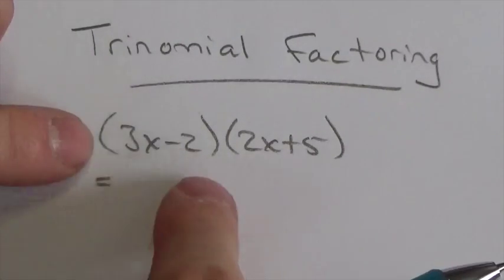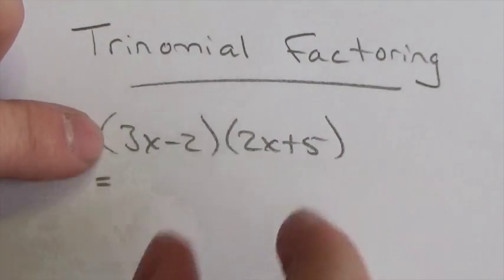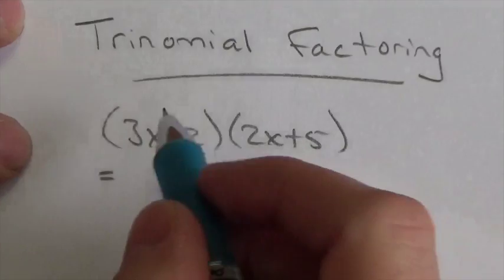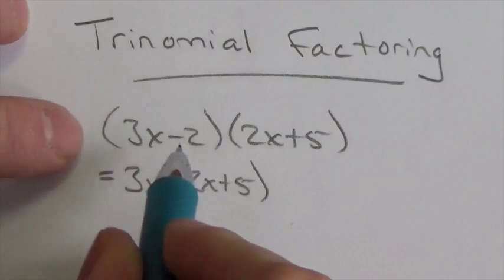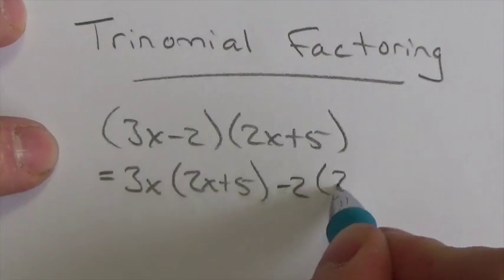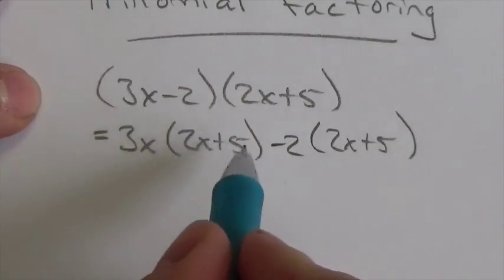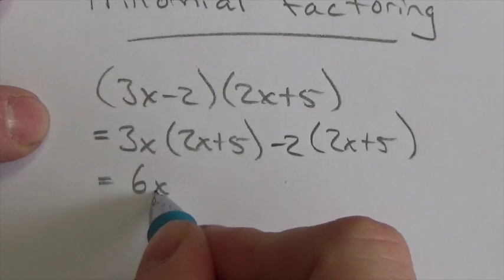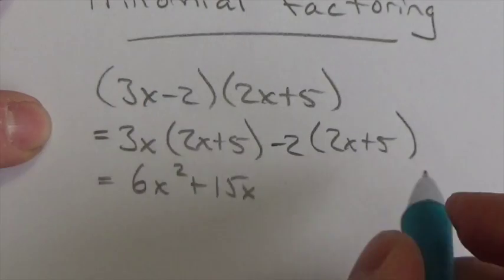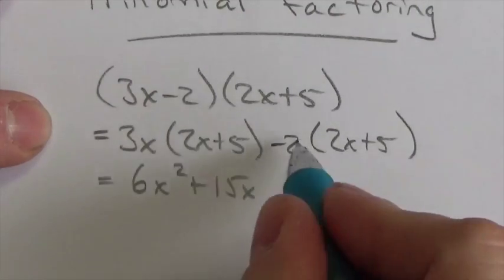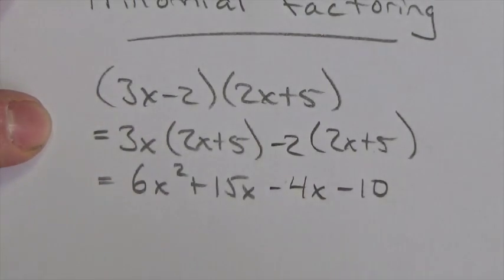And remember how that works. We take both terms from the first binomial and they get distributed to both terms in the second binomial. It's just a distribution. So 3x will get multiplied by 2x plus 5, and then the negative 2 will also get multiplied by 2x plus 5. 3x distributed to those terms gives us 6x squared plus 15x. Negative 2 then gets distributed to these two terms. We get negative 4x and then minus 10.